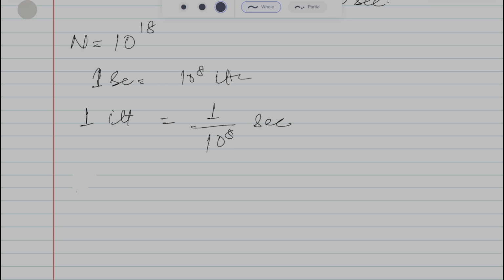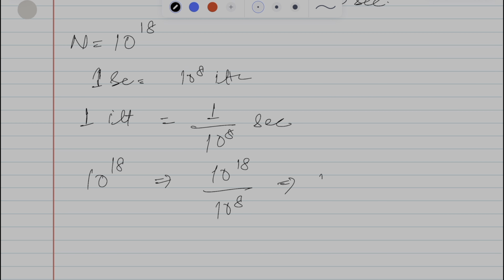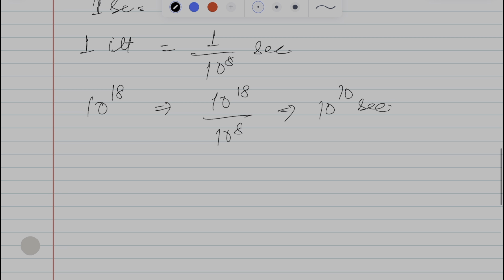What is happening here? If n is equal to 10 to the power 18, then 10 to the power 18 iterations will be done. 10 to the power 18 divided by 10 to the power 8 will be equal to 10 to the power 10 seconds. And if you calculate this, 10 to the power 10 seconds is approximately more than 300 years.